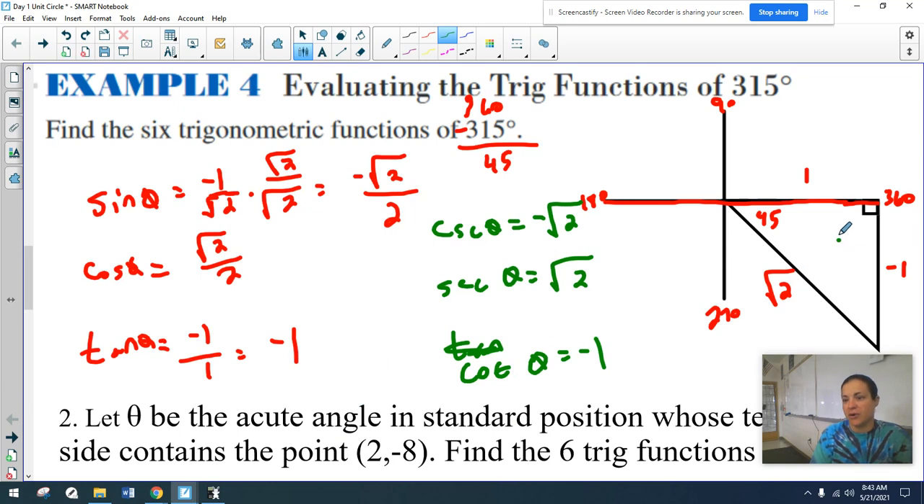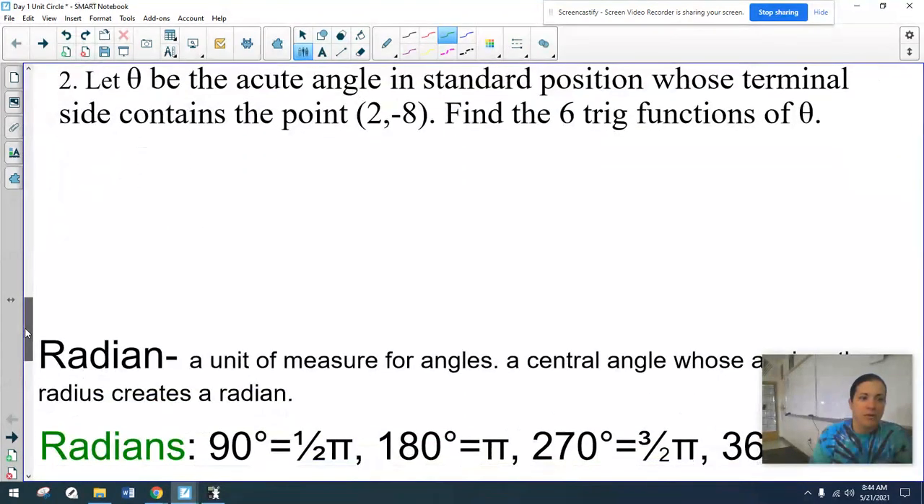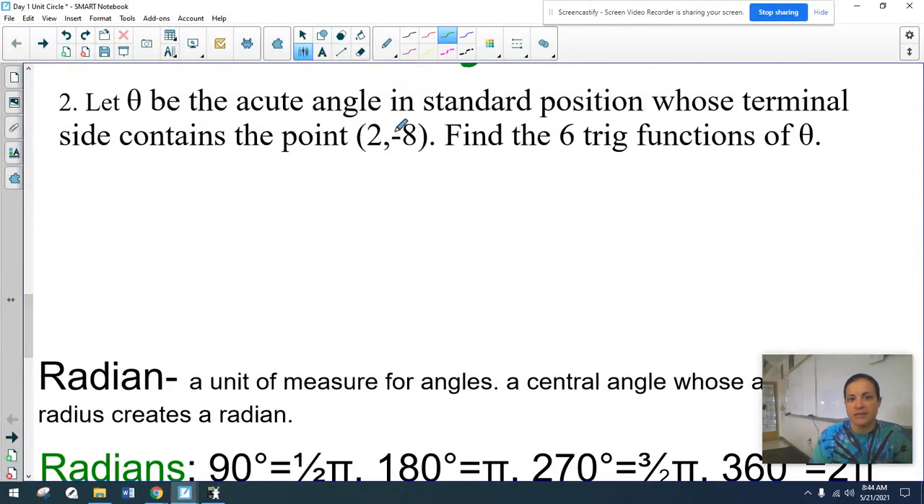This is more so for tomorrow. So you won't have to do this today. I wanted to introduce it to you though. Okay, so I gave you one more of these because this is the thing that you're going to be dealing with on your homework tonight. So this is all it'll show you. It says let theta be the acute angle in standard position. So then we're starting at the x-axis, whose terminal side, and then we have this as my terminal side. So if you think of that on your xy axis, like this, +2 and -8 is what we're going to be looking at. So that's your x and that's your y.